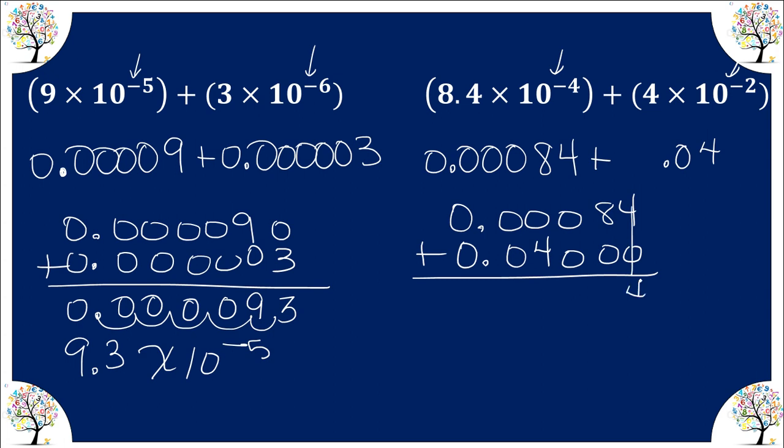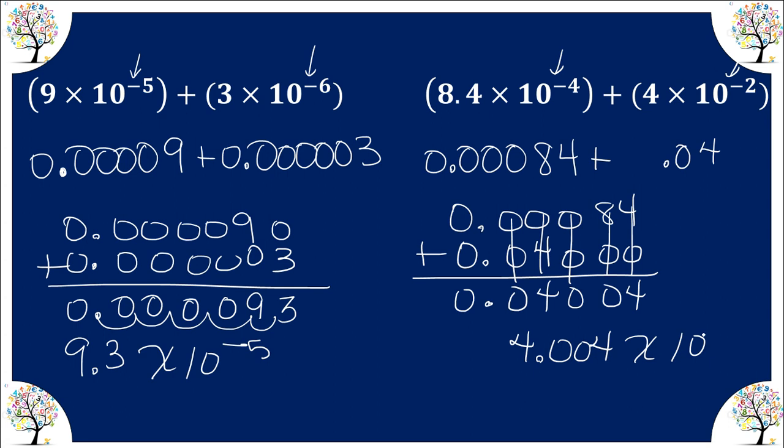4 plus 0, 8 plus 0, 0 plus 0, 0 plus 4, 0 plus 0. Bring your decimal down. Our coefficient is going to be 4.004 times 10 to the negative, because it's a small number, 1 and 2, negative 2.